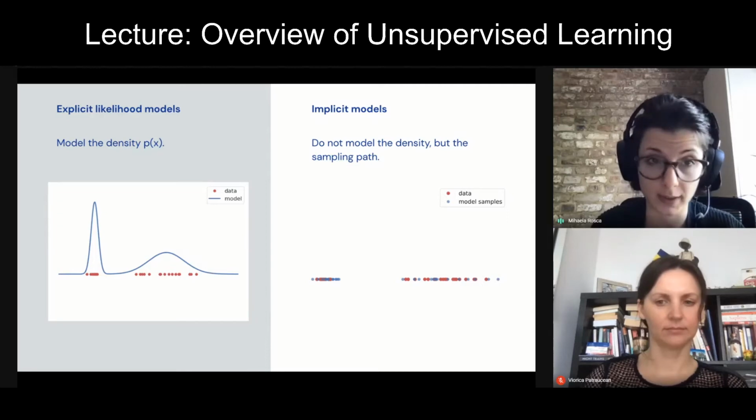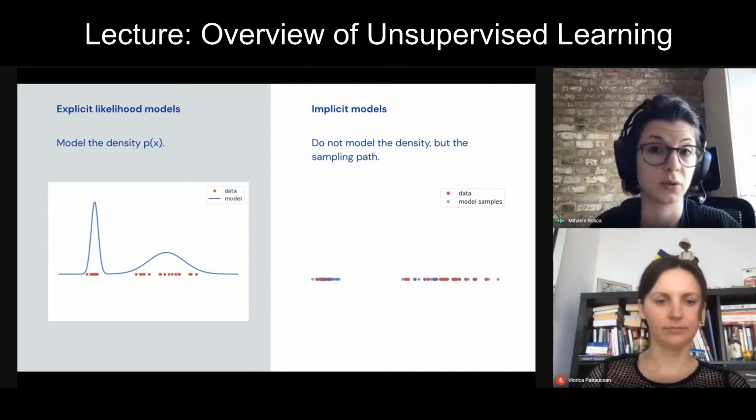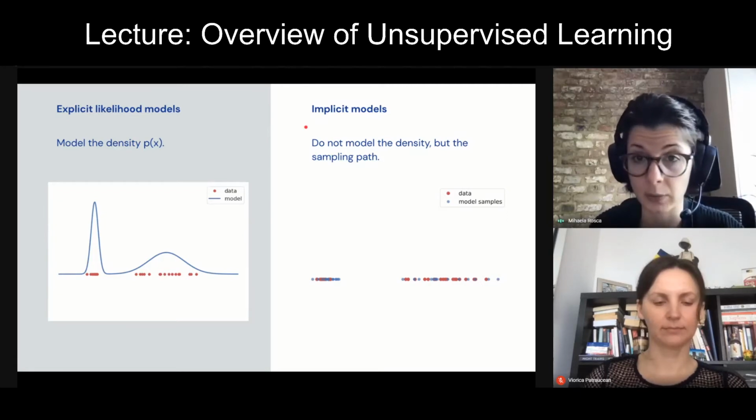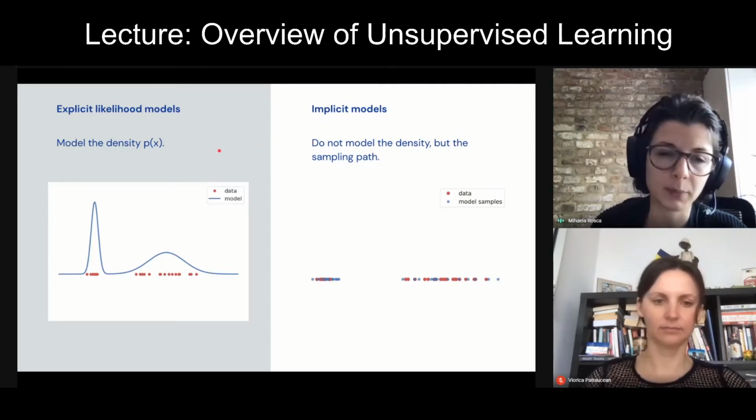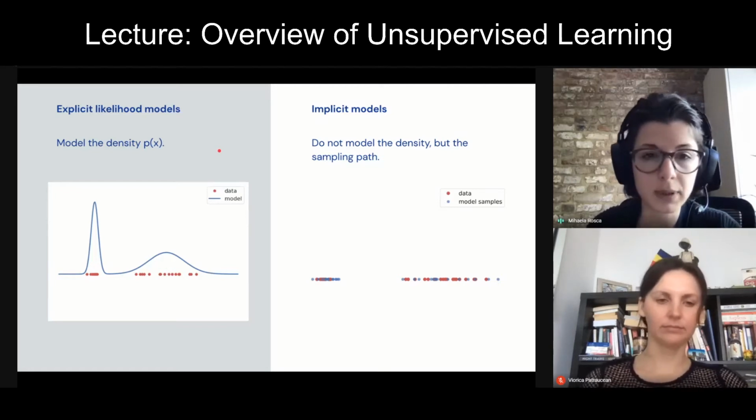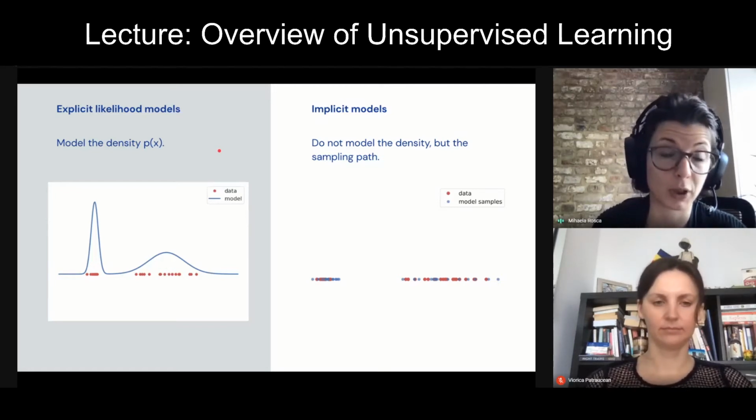Or you can just say, I don't want to model the density. I don't want to answer this question. I want to generate new data. So this is what's an implicit model. You will not have access to P of X, but sampling will be easy. So often, modeling P of X can lead to difficult sampling, or it might restrict you to a particular family of distributions that you don't know beforehand.